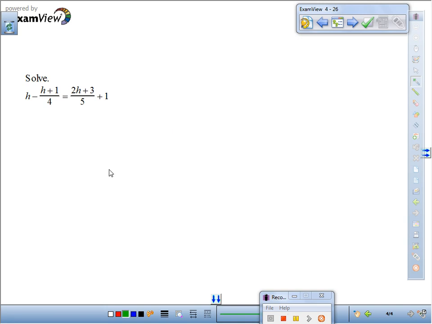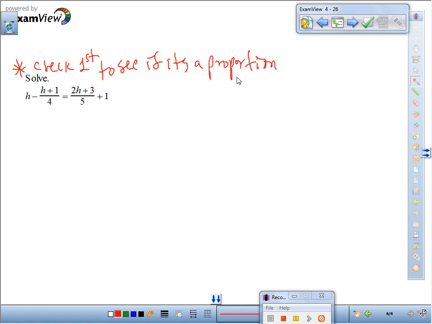Solve. For this one, make a note for yourself. Next to it, either to the left or to the right, put an asterisk and write: check first to see if it's a proportion. Proportion. What does that mean? In parentheses, write fraction equals fraction.